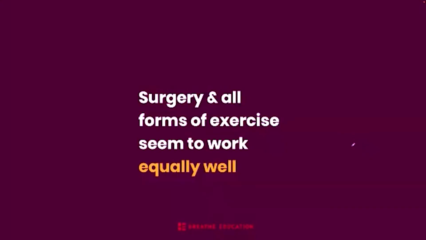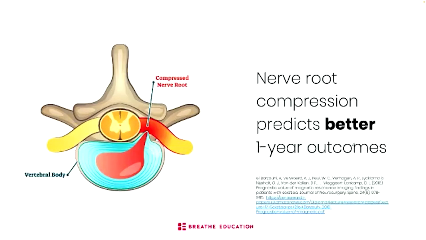All right. Surgery and all forms of exercise seem to work equally well. So the natural history is this: if we do nothing, if we just let people go on their merry way, so we have somebody who's got spondylolisthesis, nerve root compression, and leg pain, well, more nerve root compression predicts better outcomes a year later because the body heals often. And that's regardless of whether they have surgery, no surgery, exercise, no exercise.